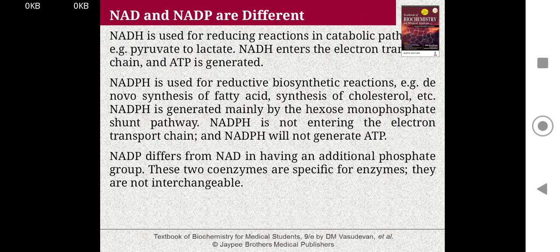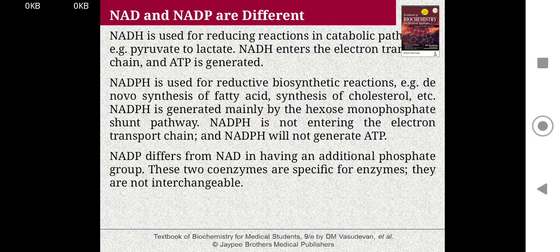Now, NAD and NADP are totally different. NADH is used for reducing reactions in the catabolic pathway, that is pyruvate to lactate and so on. NADH enters the ETC to generate ATP. And NADPH is used for reductive biosynthetic reactions, that is the de novo synthesis of fatty acids, cholesterol, etc. NADPH is generated mainly by the hexose monophosphate shunt pathway. NADPH does not enter the ETC to generate ATP.